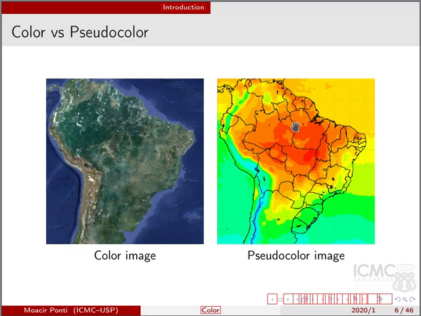So this is a pseudo-color image. Those colors here are in the visible spectrum only because we made them so, but the actual temperature doesn't have a visible color.